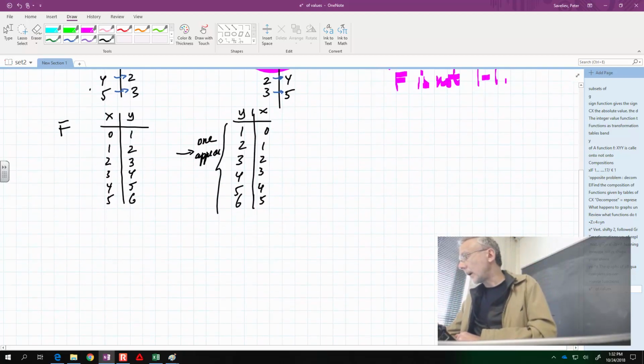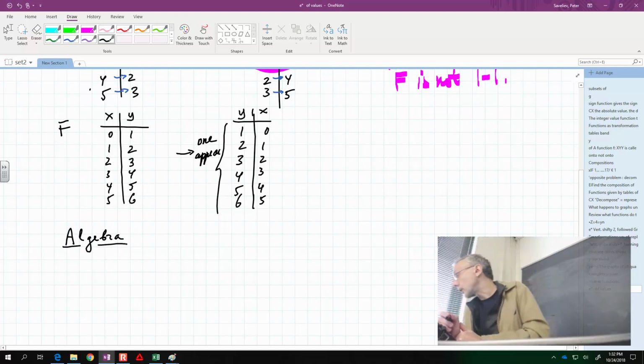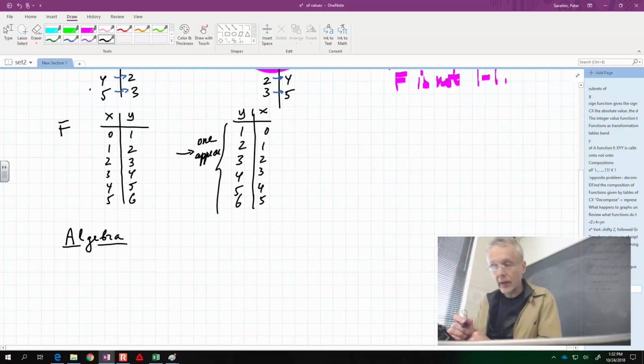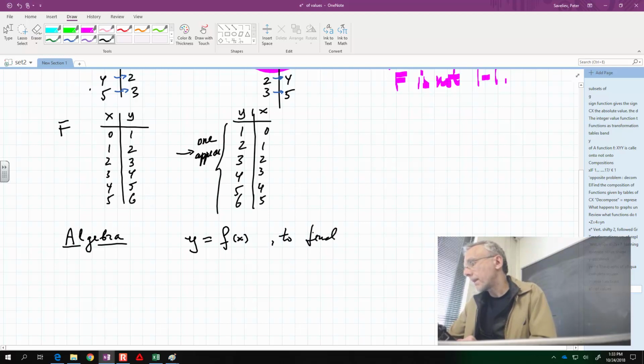Okay, so some algebra now. Functions when given by formulas: how do we find the inverses? The plan is very simple. Algebra meaning we're talking about numerical functions. We have y equal to, say, f of x. To find the inverse, solve for x. That's the whole story.